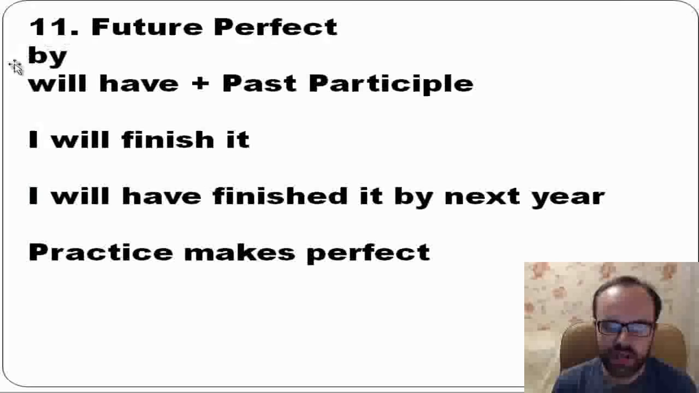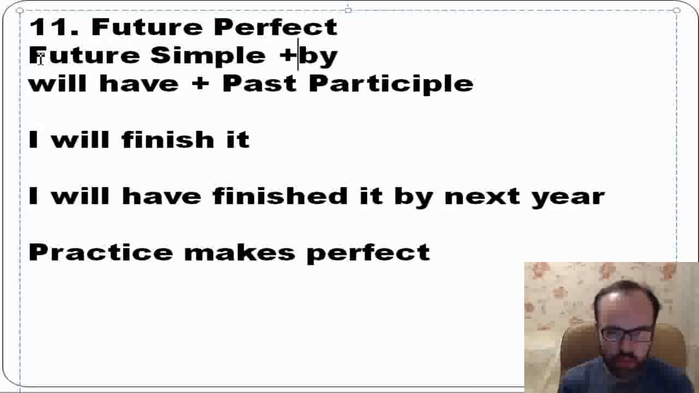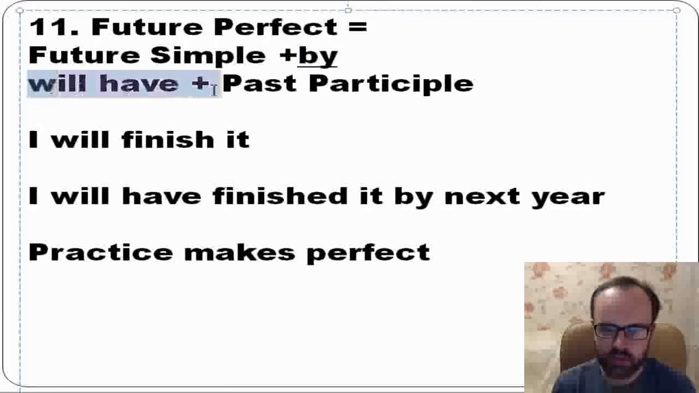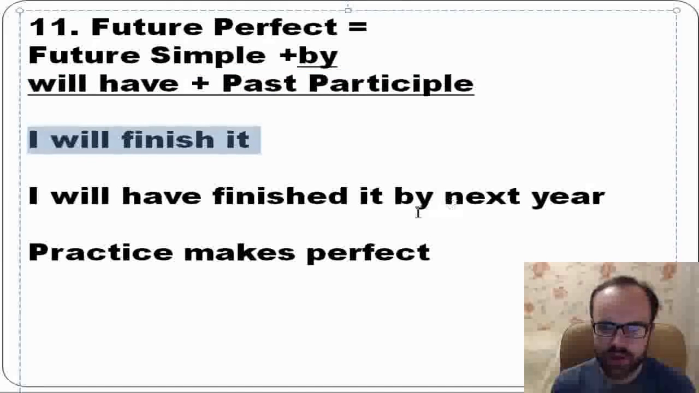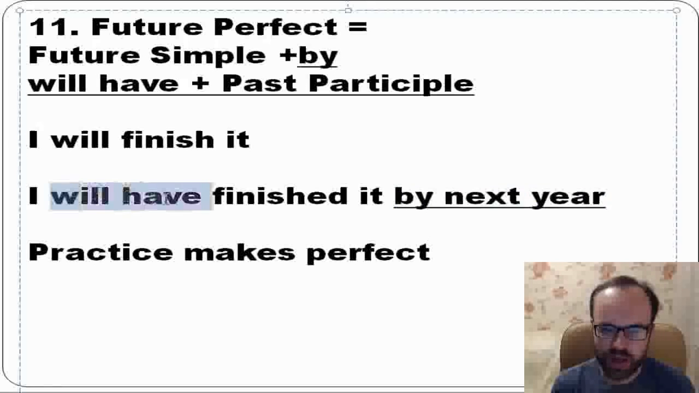Future perfect, it's like future simple, but you have "by". So if you have "by", you need to use this tense. We'll have plus past participle, or we'll have plus the third form. Compare. I will finish it. But if you have "by next year", you say will have plus past participle. I will have finished it by next year. So you need more exercises and practice. As they say, practice makes perfect.